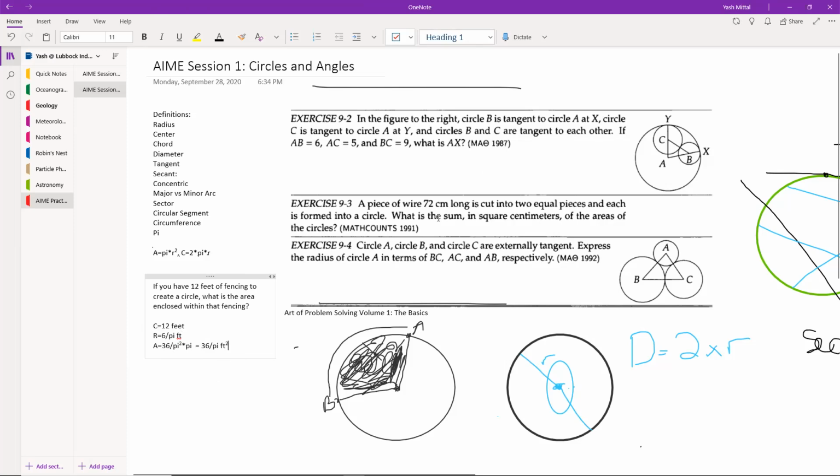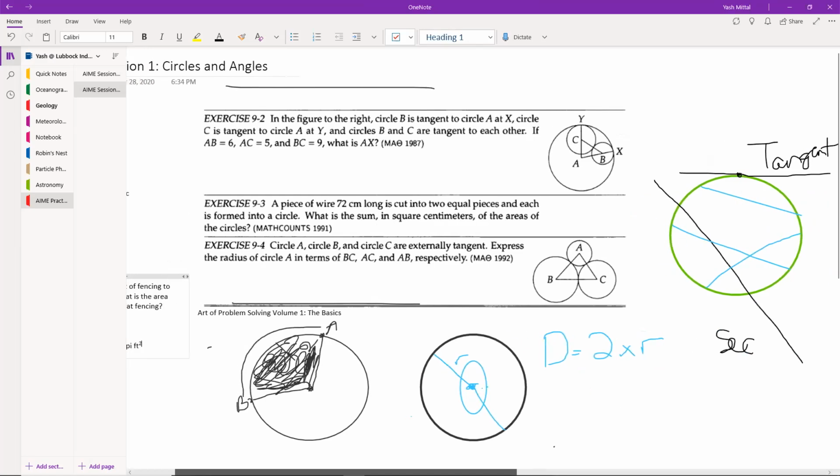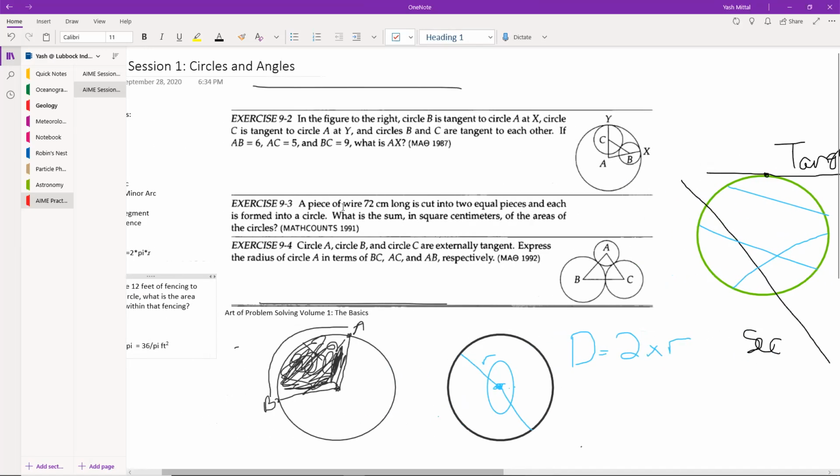Was everyone able to get how I got from 12 feet to 36 over pi? Do you have any problems catching up with me or following me? No one? All right. Well, I'm going to move on to the exercise right here, exercise 9.2. Or actually, no. Let's start doing exercise 9.3. I think that one might be a little bit more helpful since it's more math related.